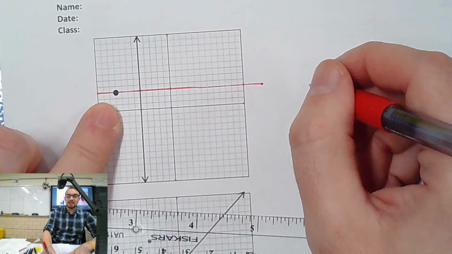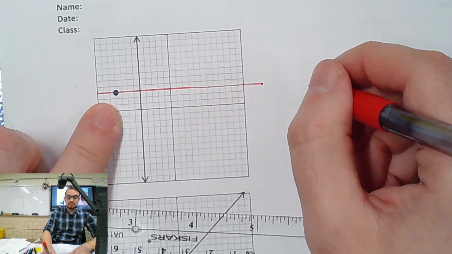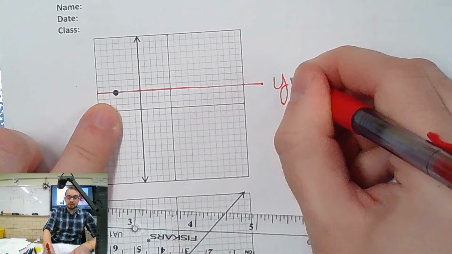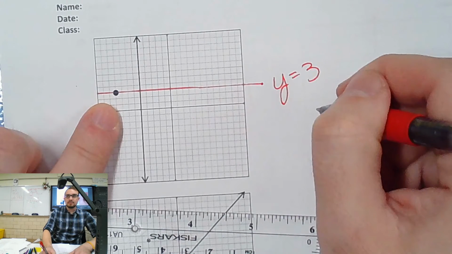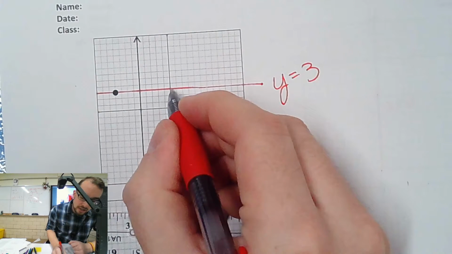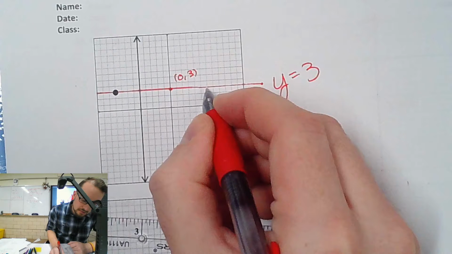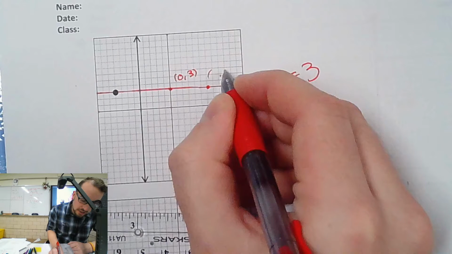All the points on that line have something in common. They're all 1, 2, 3. Y equals 3. That's it? Every point here is y equals 3. 0, 3. You see how they're all 3?